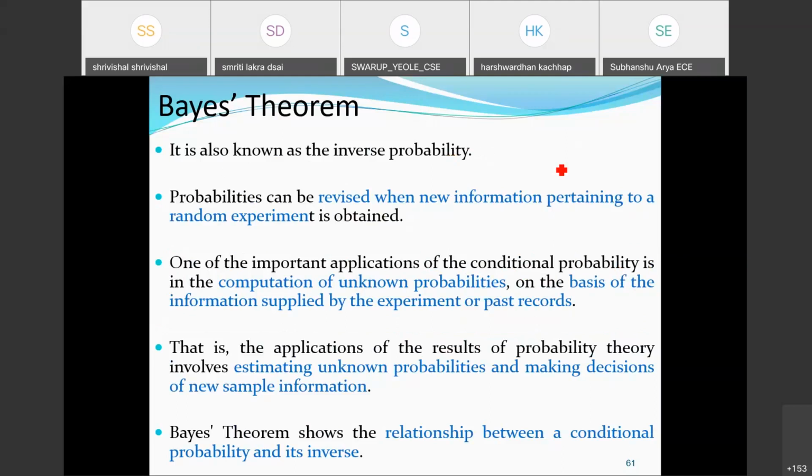So it is also known as the inverse probabilities, correct, because we are going to use the conditional probabilities. We will observe mathematical terms here. Then we can say probabilities can be revised when new information pertaining to a random experiment is obtained.